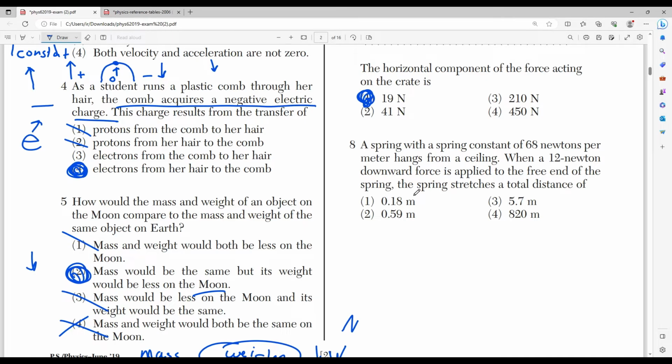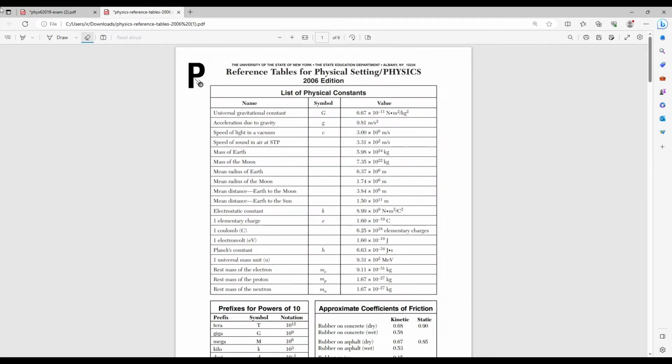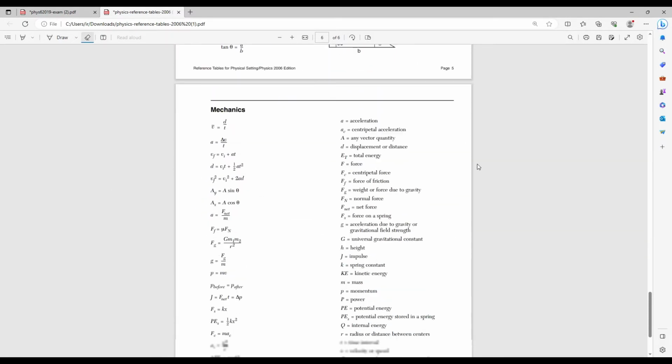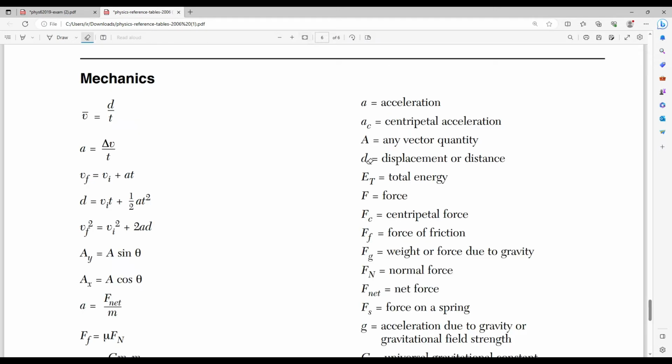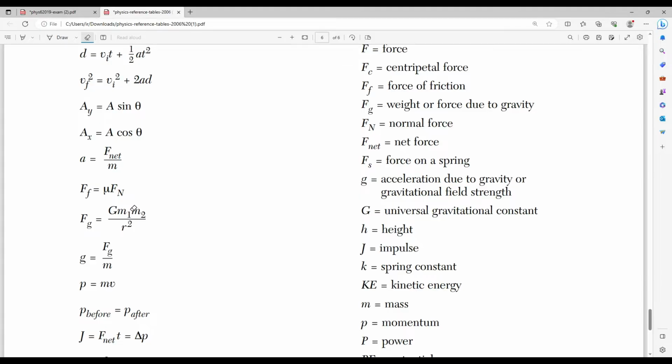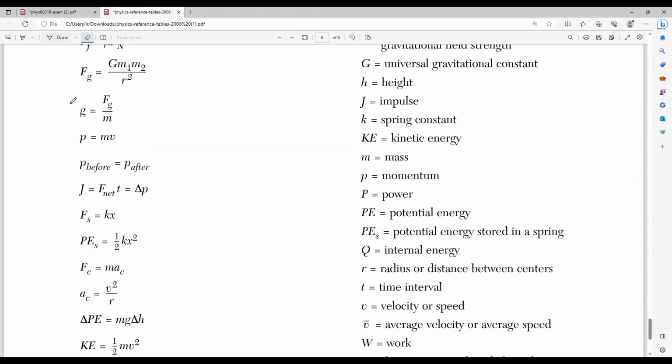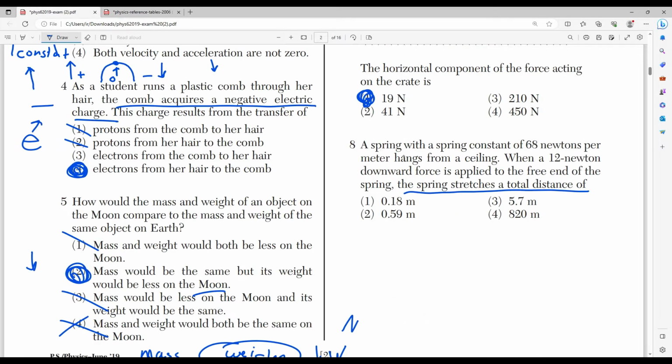Number 8 says a spring with a constant of 68 newtons per meter hangs from a ceiling. When a 12 newton downward force is applied to the free end, the spring stretches a total distance of what? Well, this is dealing with springs, so I'm going to go into my reference table and scroll all the way down to where it says something about springs. Let me just zoom in so it's easier for y'all to see. I'm going to be looking specifically at this formula. Spring force, or force of spring, is equal to k, the spring constant, times x, its elongation. So here I have F_s is equal to kx.